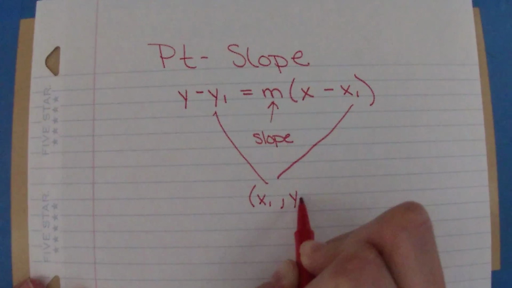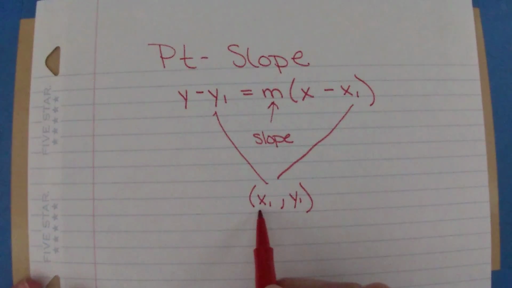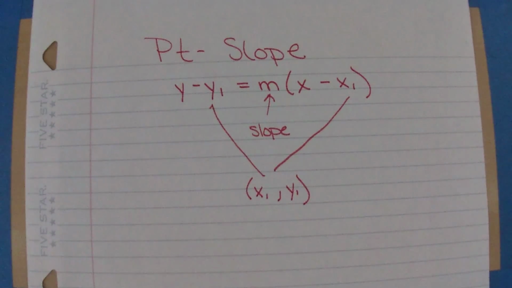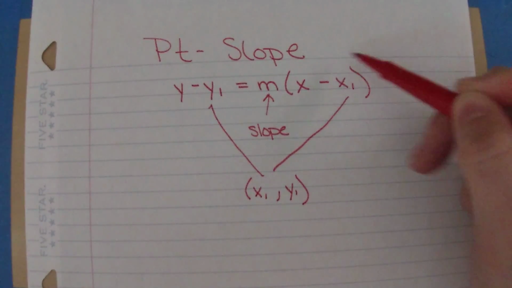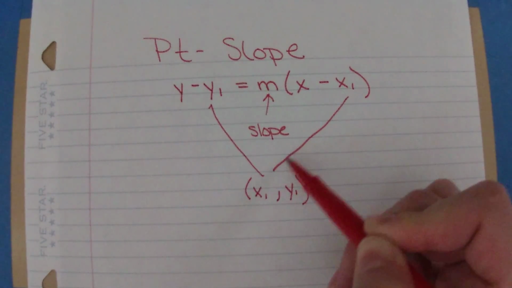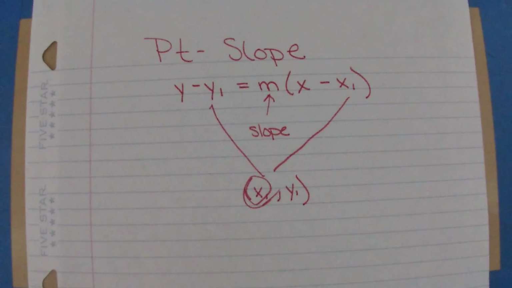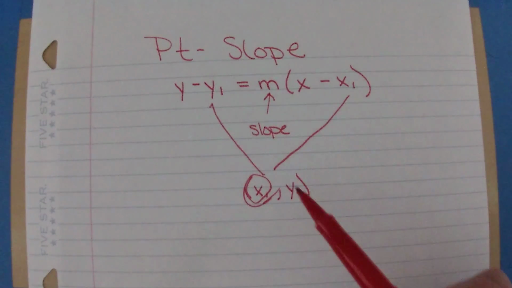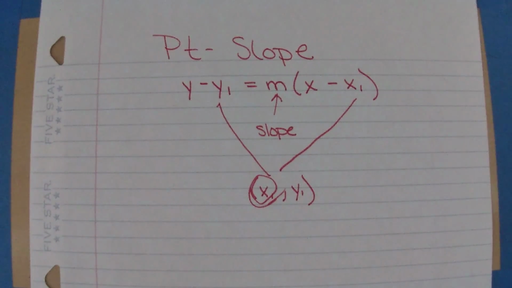Now, when we're looking at this ordered pair, this point, it's x sub 1 comma y sub 1, which means everything about it is a little bit backwards. So while the x comes at the end of the equation, it's going at the beginning of the ordered pair. And while the y sub 1 comes at the beginning, it's coming at the end of the ordered pair.